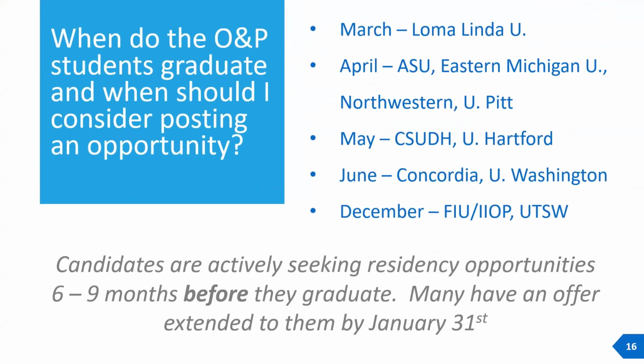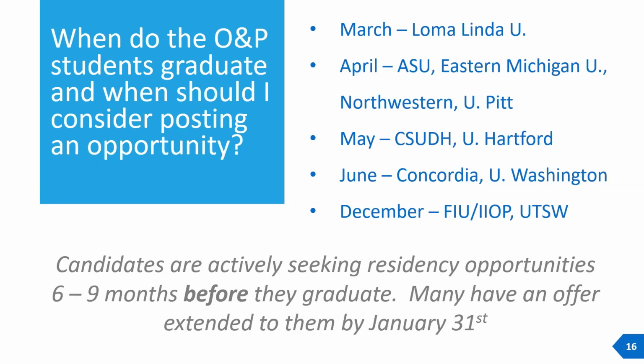I want to get to that, but let's talk a little bit more about timing, because cycles and timing are important. They're related. Now, when do the O&P students graduate, and when should I consider posting opportunities? I can show you the graduation dates for all accredited O&P schools. Loma Linda, March. They're the first one in the calendar year. April, that's a big one. That's when you have ASU, Eastern Michigan, Northwestern, and Pitt. May, Cal State and Hartford. June, Concordia and UW. And December, FIU/IIOP and University of Texas Southwestern. So they're kind of scattered throughout.